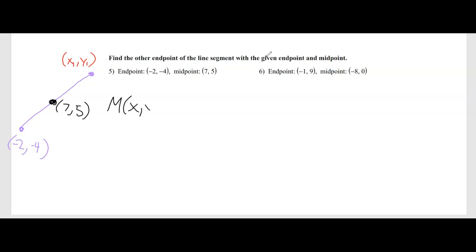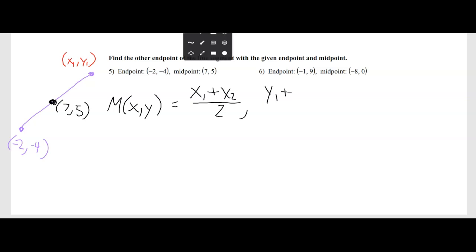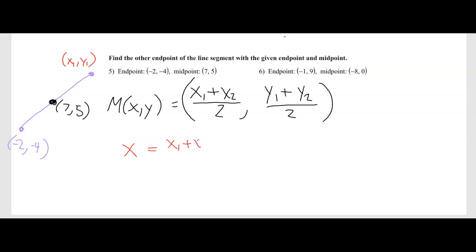Here's our regular equation, right? The midpoint x, y is equal to x1 plus x2 all over 2, and y1 plus y2 all over 2. We could break this up though and say that our x-coordinate of the midpoint is equal to x1 plus x2 divided by 2. And our y-coordinate is equal to y1 plus y2 divided by 2. Sometimes it helps to break these apart, especially when you're given a problem like this.